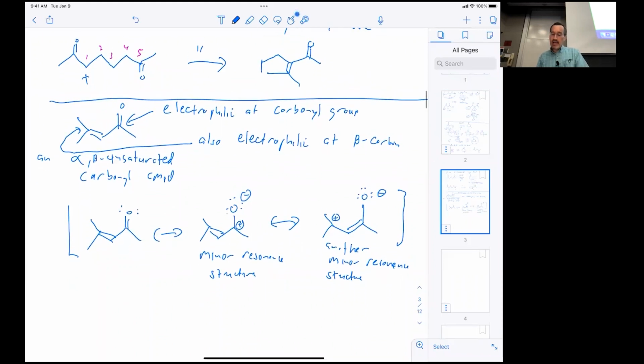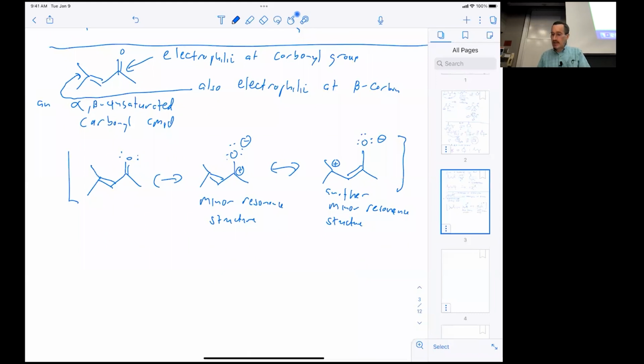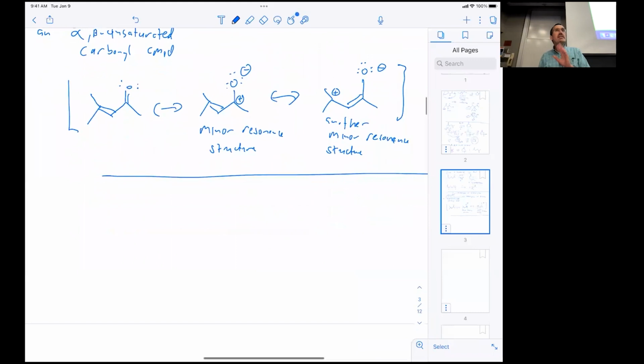In other words, there's a partial positive charge at the carbonyl carbon, and there's a partial positive charge at the beta carbon. It's not a full charge, it's not even half a charge, it's just a fraction of a positive charge at each of those positions. And for that reason, nucleophiles can add to the beta position. So if I wanted to give you a rule of thumb, I would say strongly basic nucleophiles tend to add at the carbonyl carbon.